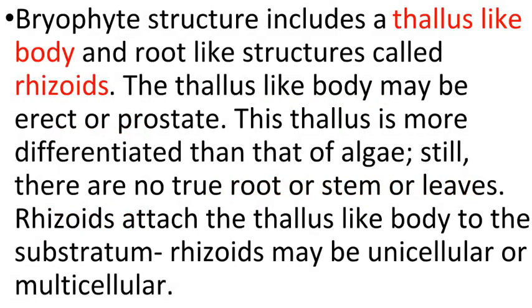Bryophyte structure includes a thallus-like body and root-like structures called rhizoids. The thallus-like body may be erect or prostrate. This thallus is more differentiated than that of algae. Still, there are no true root or stem or leaves. Rhizoids attach the thallus-like body to the substratum. Rhizoids may be unicellular or multicellular.